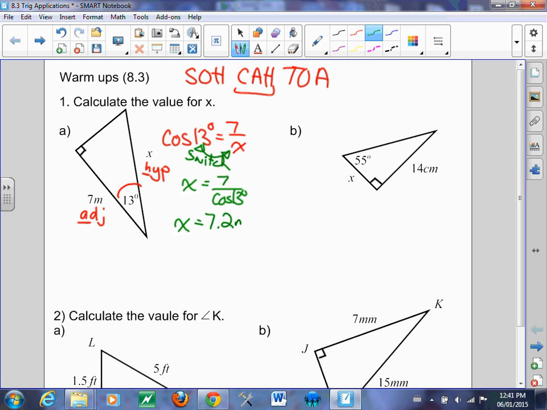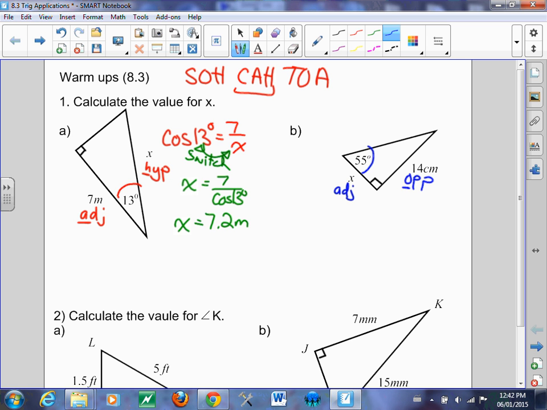7.2 meters. All right, that's example A. B, ladies and gentlemen, we have an angle of 55 degrees. That becomes our reference angle. We look to find what side the x is on. The x is on the adjacent side. And the other side that has information is the opposite side.